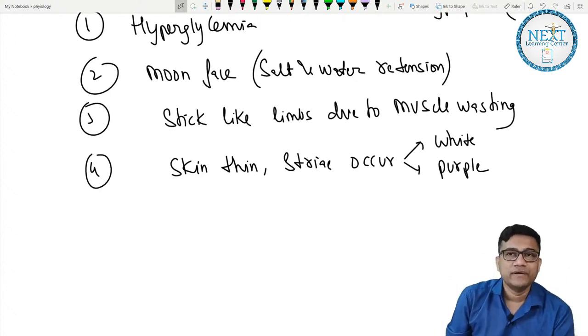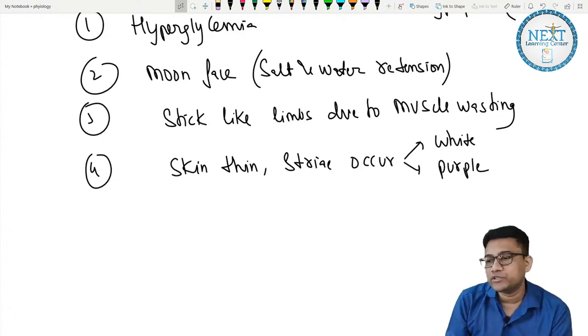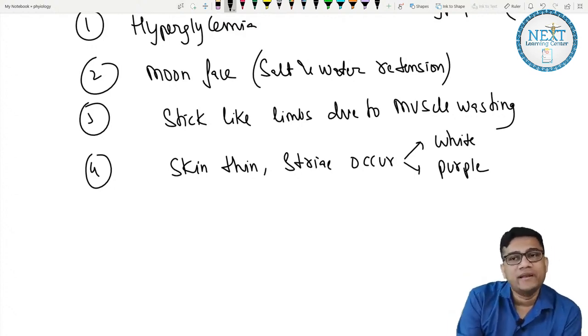I hope it's clear. Okay. Fine. So glucocorticoids help immunity at low dose. At high dose they impair the immune and inflammatory response. At low dose they help immunity. Okay? So white and purple. Okay. So skin is thin, stria occur.